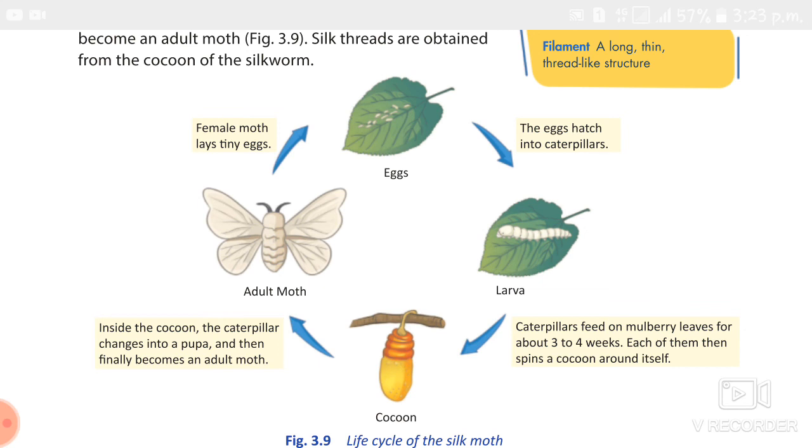Understand that? Next we will study sericulture, which we will study in the next class. So students, you have to read this lesson and find the one word answers. Okay, thank you.